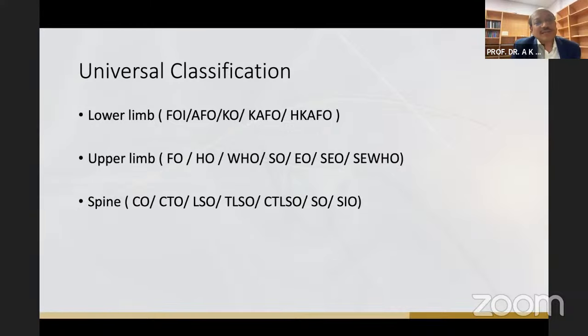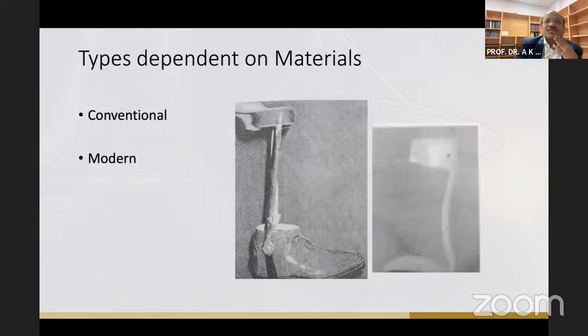One example is the Milwaukee brace. The Milwaukee brace is basically a cervicodorsolumbosacral orthosis. Now today we'll confine ourselves only to the lower limb orthosis. This is the volume one lecture. The next day we will discuss the upper limb and lastly the spine. So I think there are three lectures to be discussed. In one lecture it is very difficult to discuss everything.